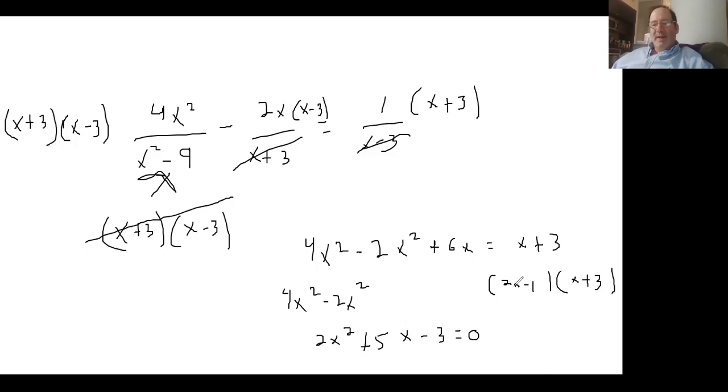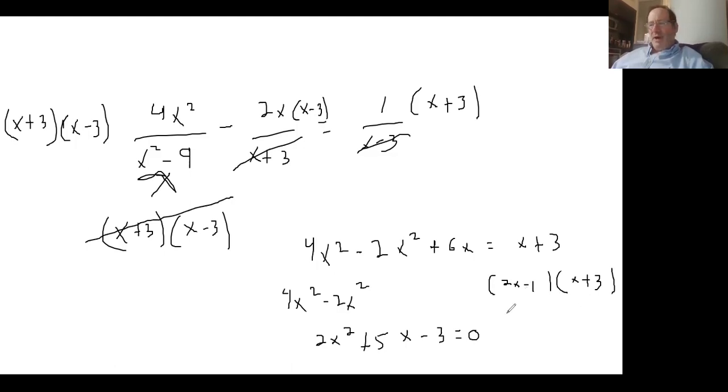So when I FOIL this back out, the first term is 2x squared. The outer term is 6x. The inner term is negative x, so I get 5x in the middle. And the last term is negative 3. So I did my factoring right, and this just takes a little trial and error.